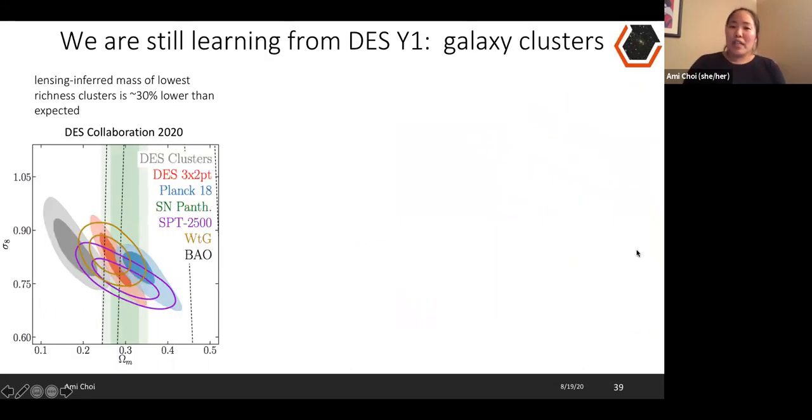We are still learning from the DES Y1 dataset, and I'd like to give you a few examples of that. In terms of galaxy clusters, we have this recent result from the beginning of this year where we have omega m versus sigma 8, and we see that the DES clusters cosmology seems to prefer a remarkably low omega m. And we found that the lensing inferred mass of the lowest richness clusters is 30% lower than expected.